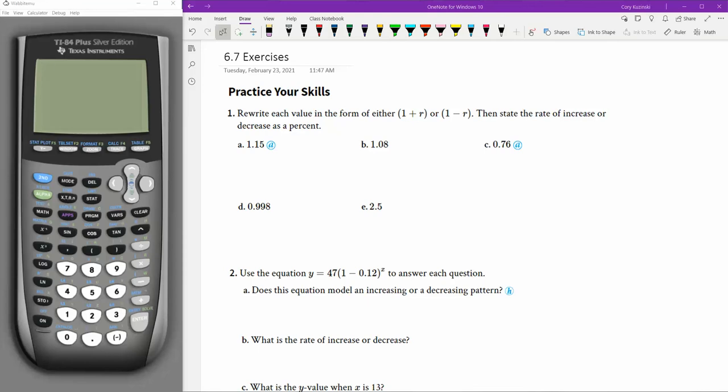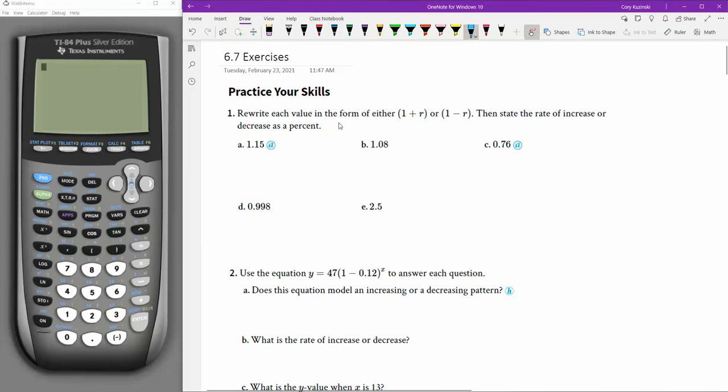We're on section 6.7, practice your skills. 6.7 is modeling real world exponential data. Some of this is kind of review that we did back in, even section 1. Let's get after it.